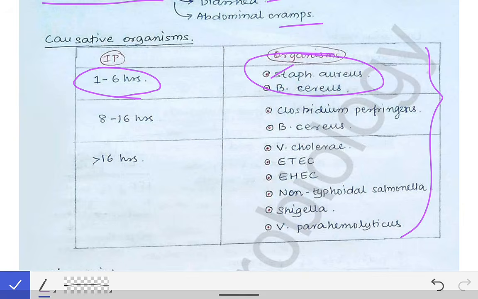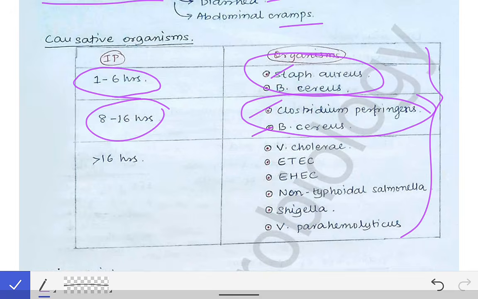Then if they give you a scenario in which a group of people have eaten the food at night and then come to your emergency in the morning, that means there is a time gap of 8 to 16 hours from eating the food till the presentation of the symptoms. Then you have to answer the causative organism as Clostridium perfringens and Bacillus cereus, because these two cause food poisoning in this time frame after eating the food.